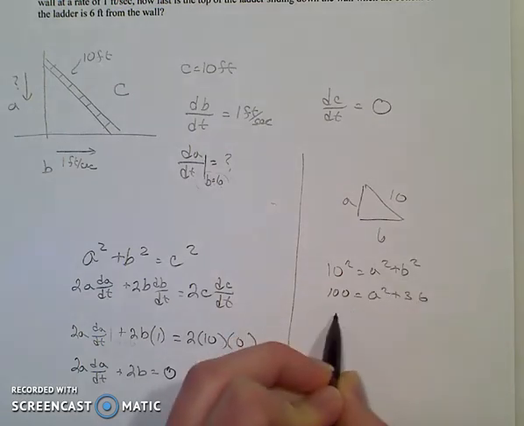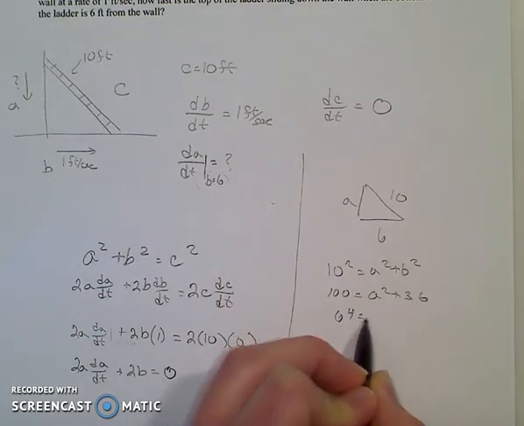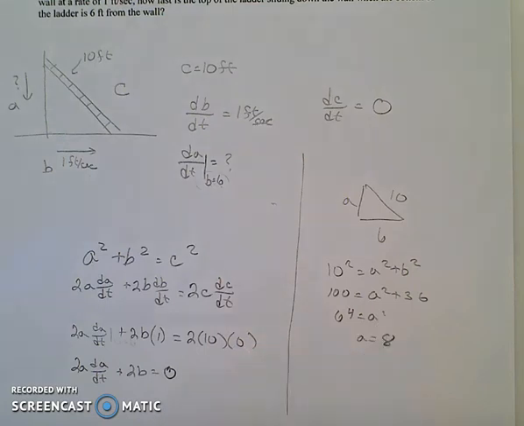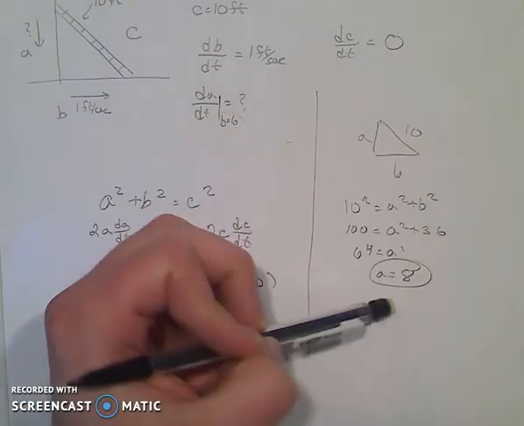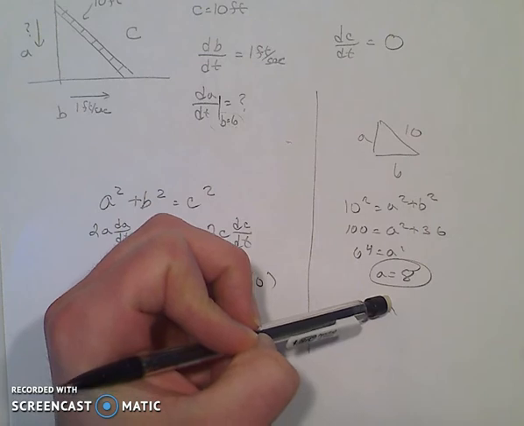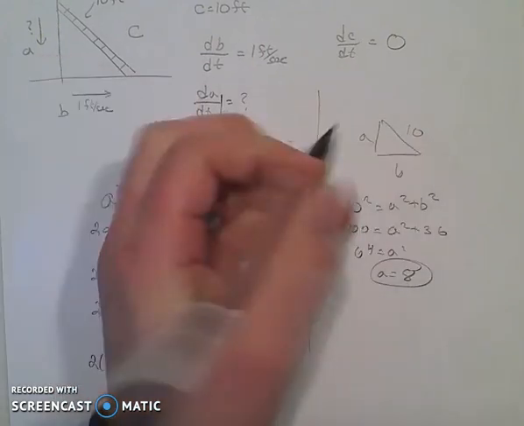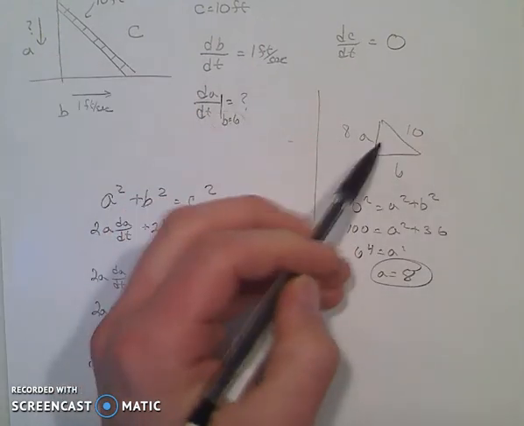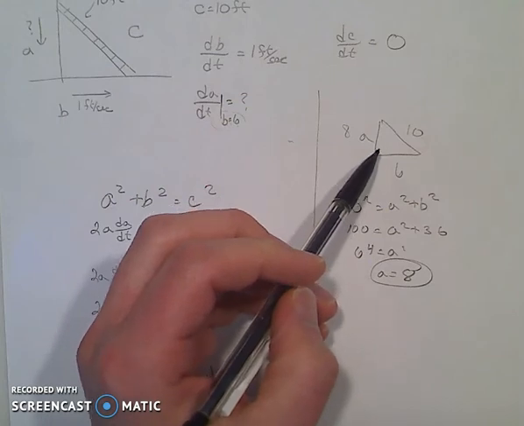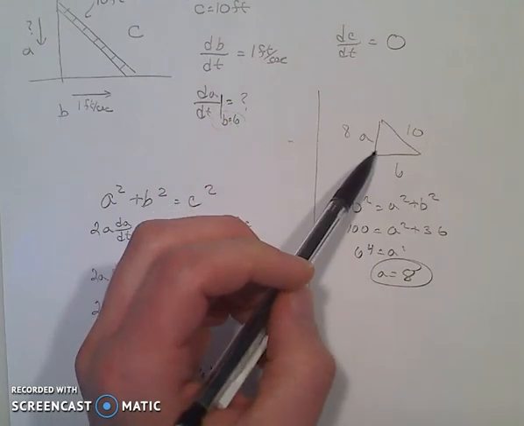And we know that's going to be 64 equals a squared, and so a equals 8. So now that we know a equals 8, we know the entire triangle. If we have an 8, 6, 10 triangle, or a 4, 3, 5, or 3, 4, 5 triangle, just double.